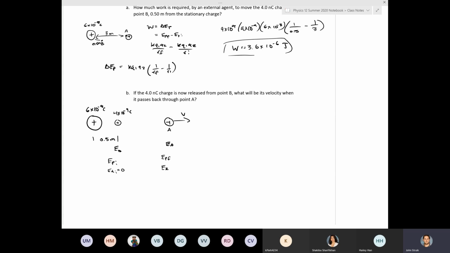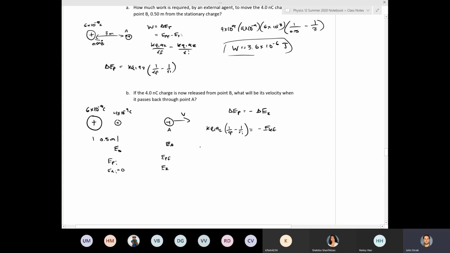Okay, so we're going to go back to this formula we had before. Delta EP equals negative delta EK. Still applies. And remember that this is from conservation of energy. That's where this formula is coming from. And so this is pretty much all we need to do. Now, this delta EP is going to be kQ1Q2 times (1 over RF minus 1 over RI) equals, EKI is nothing, so negative EKF.